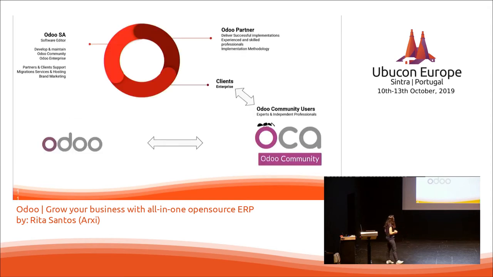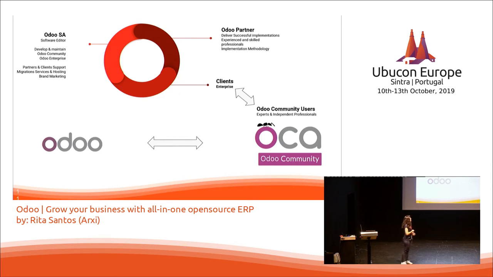So this is the ecosystem of Odoo. Odoo SA is a software editor, and it is responsible for keeping, developing, and maintaining the Odoo community and enterprise versions. And also, it gives support to clients and partners. There are a lot of partners all over the world, and they have offices in the USA, Hong Kong, Dubai, Belgium, which is the headquarters, and other countries. They are also responsible for the migration services, and they have some hosting possibilities, and of course they handle the brand marketing.